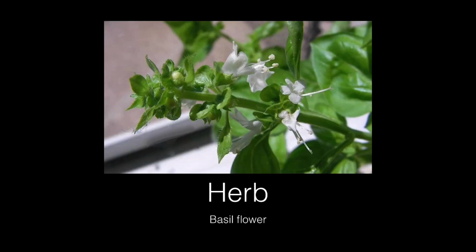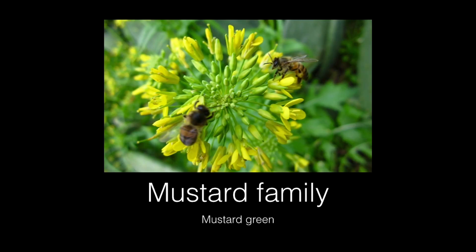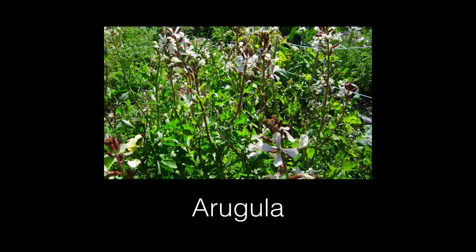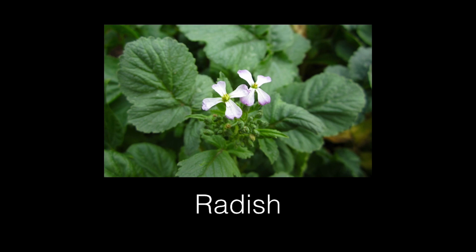So this is the basil flower you are looking at. But other than basil, you can add chives, cilantro, dill, fennel, lavender, lemon balm, mint, or oregano. All are very pollinator friendly herbs. Mustard family plants are a great addition. You can use mustard green for your salad or stir fry lightly. Arugula, also radish, are mustard family.